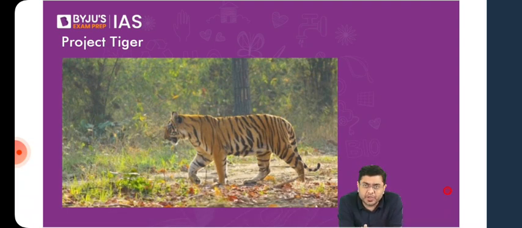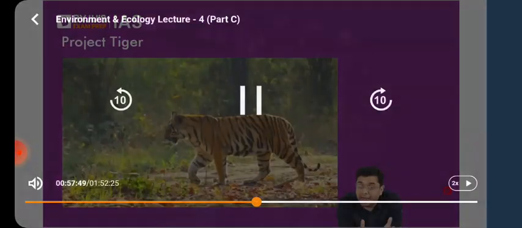Now around the 1970s, that is around 1970 to 73, at that point of time, when the population was estimated, it came out to be a very low figure of 1400. So that is when in 73, you had the launching of Project Tiger. And Mrs. Indira Gandhi, the Prime Minister at that time, made the point that the message is spread across the country that conservation is the need of the hour.